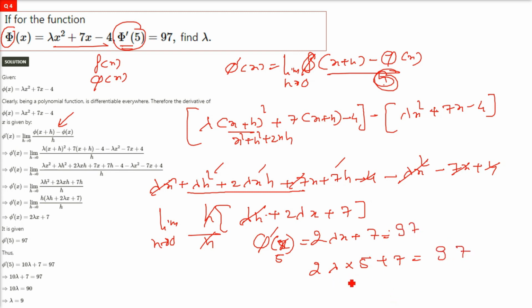This is going to be 10 lambda plus 7. 10 lambda, just write it 10 lambda. 10 lambda plus 7 is equal to 97, I am taking on the right hand side, is going to be 90. So lambda is going to be 90 by 10, that is going to be 9. Lambda is 9. This is your answer. Alright.